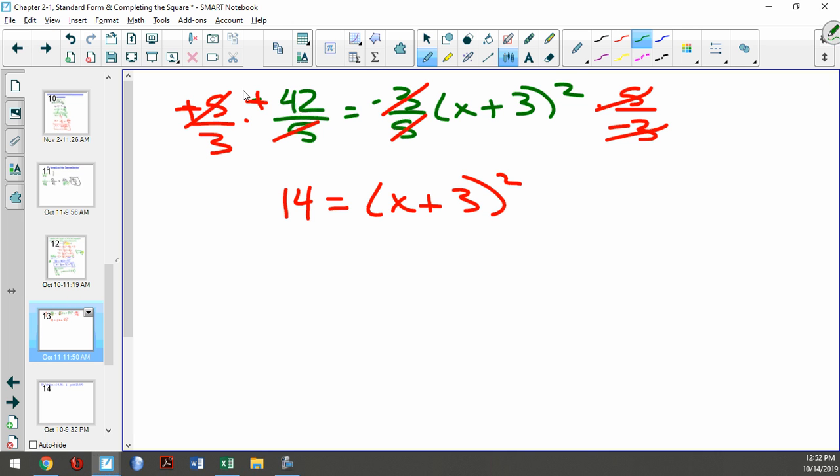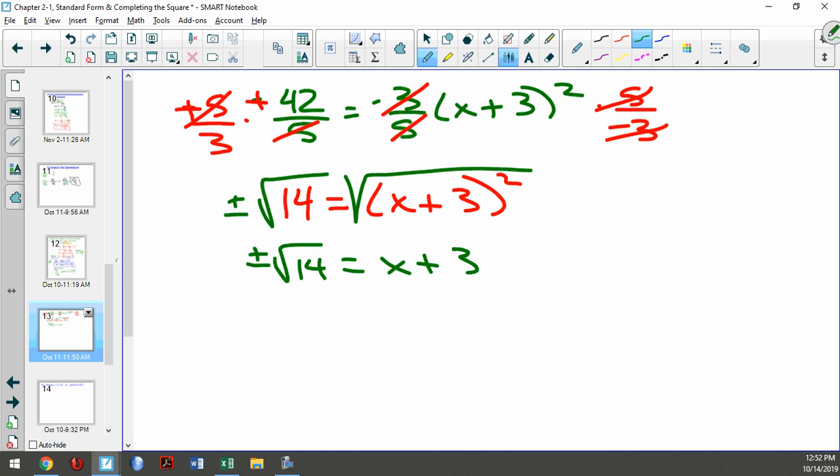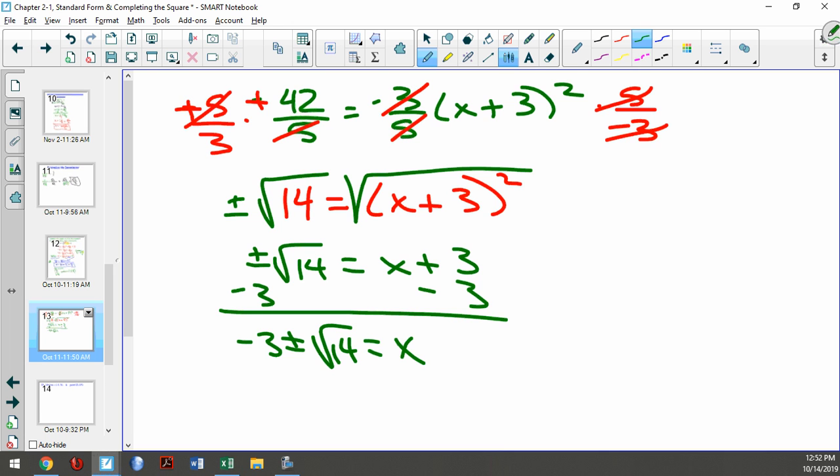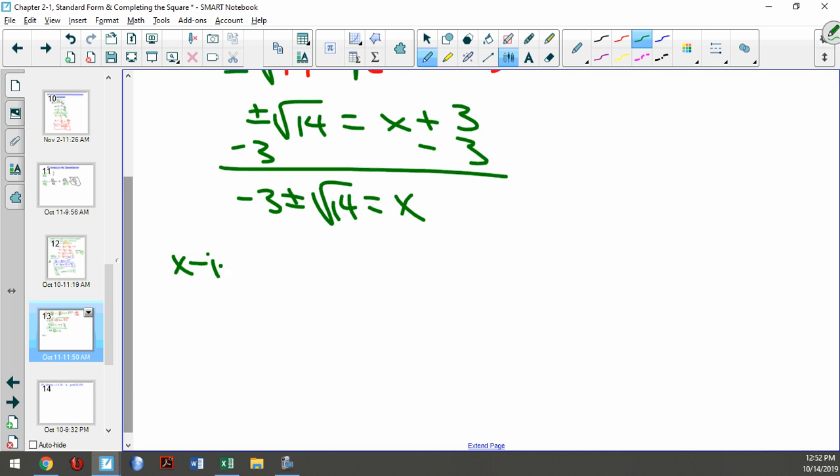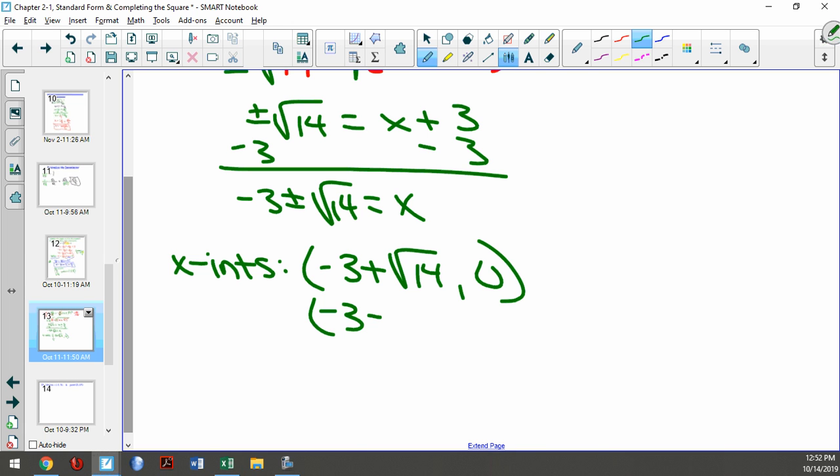Now what? Square root of both sides. And what did I miss? Plus or minus. So plus or minus the square root of 14 is equal to x plus 3. Subtract the 3. So I have negative 3 plus or minus the square root of 14 is equal to x. So how do I want you to write your x-intercepts? Negative 3 plus the square root of 14, comma 0. Negative 3 minus the square root of 14, comma 0.